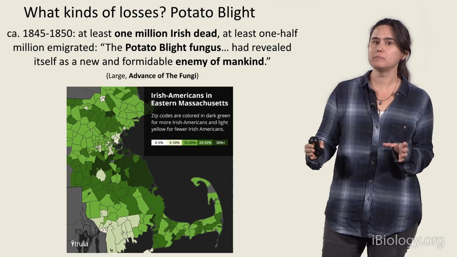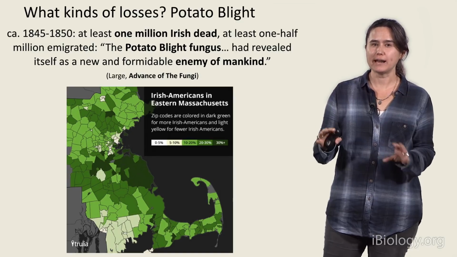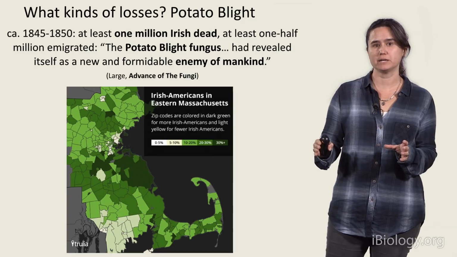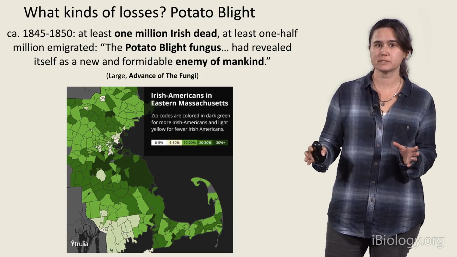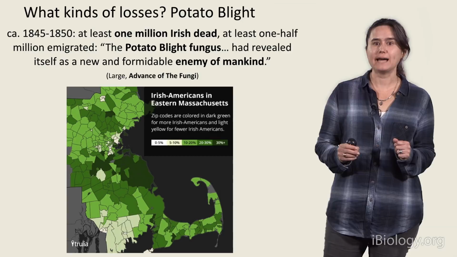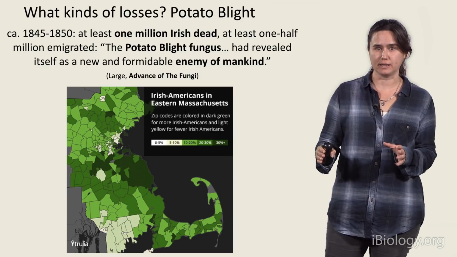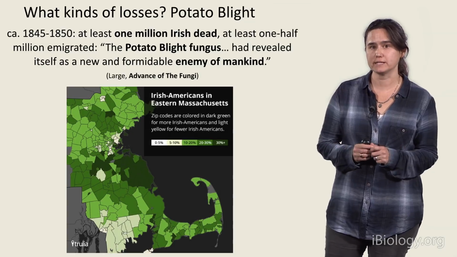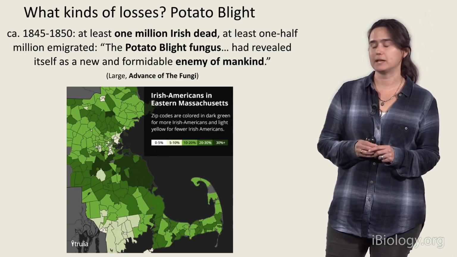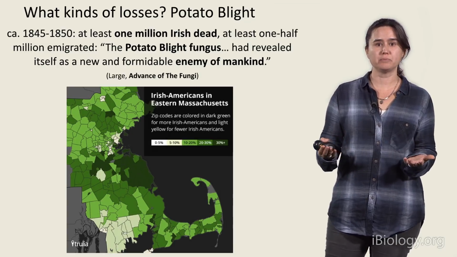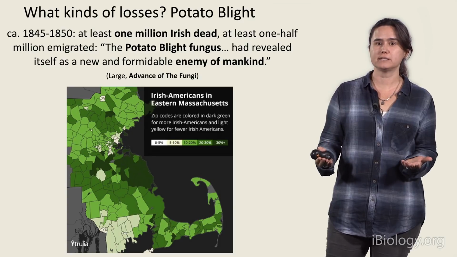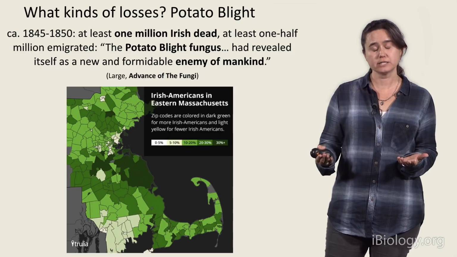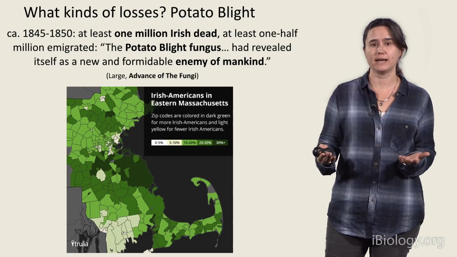At least 1 million people died, but that estimate is rather fuzzy. I don't think we really have good numbers for how many people died because of this disease that killed the crops. Lots of other people, at least half a million, emigrated. If you want to know more about it, there's a fantastic book, it's older, called Advance of the Fungi, that was written by a man named Large. And he pointed out the potato blight fungus had revealed itself as a new and formidable enemy of mankind. And it continues to be a disease that we struggle with today.